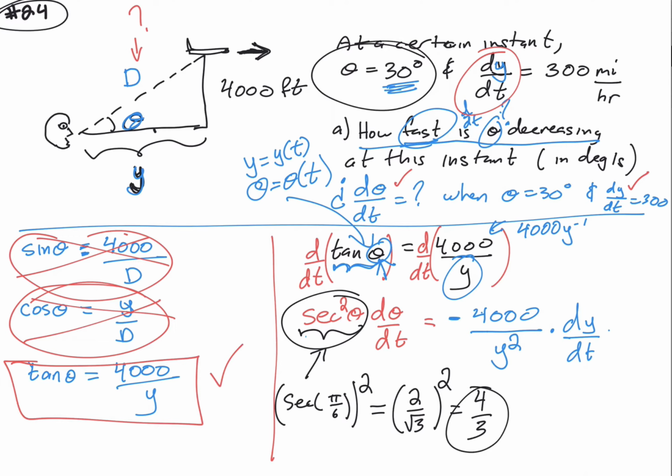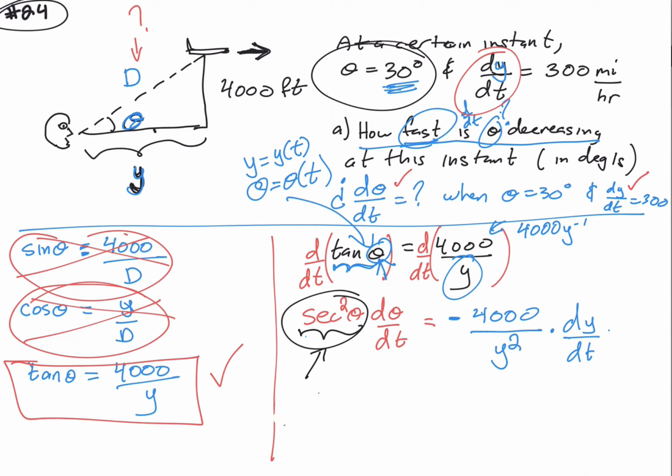Yeah? Okay. All right. So I'm running out of space here. So I'm just going to erase that. And I'm going to replace this with a 4/3. Okay, now, what about d theta over dt? Nothing. That's what the question is, right? So I don't worry about finding that right now. Let's see. And then minus 4,000 over y squared.